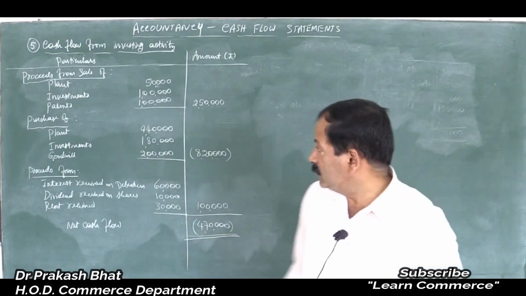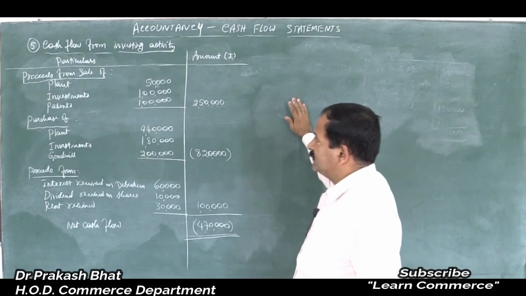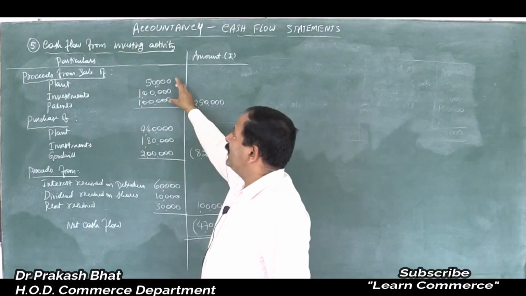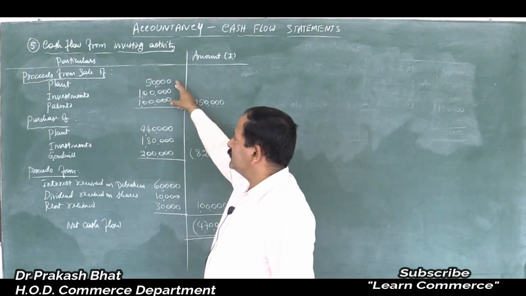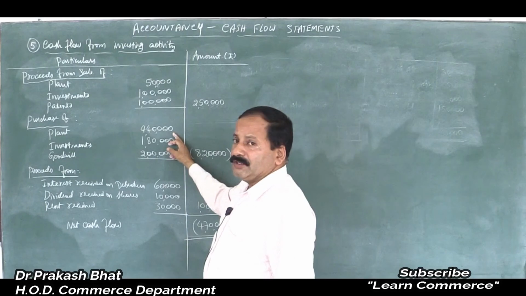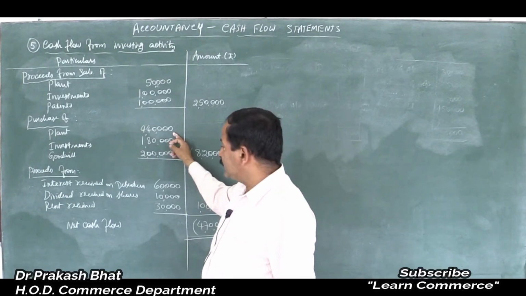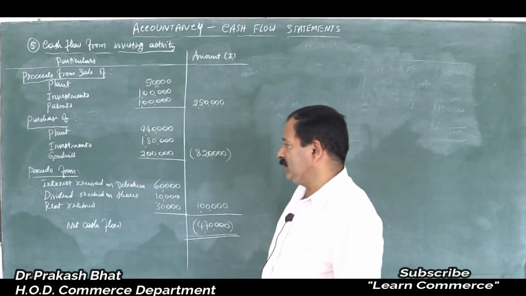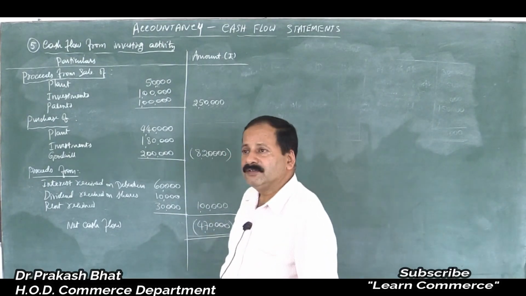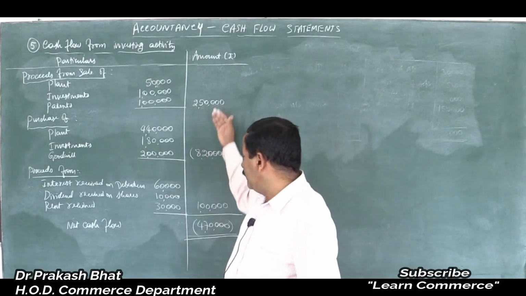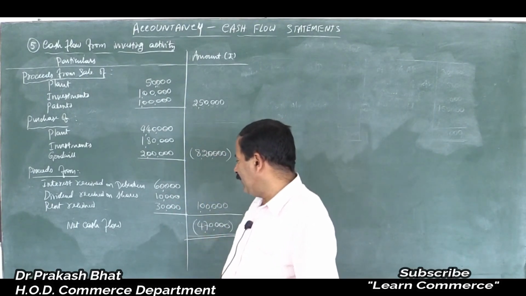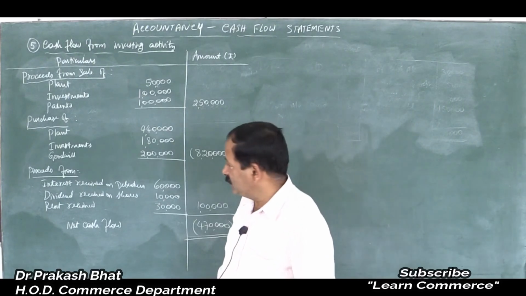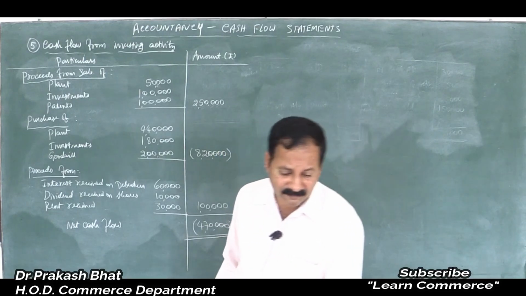This is how you have to calculate. Very simple. See, you took the amount received by selling the assets, then you took the amount paid for buying the assets, then the other part, that is dividend, rent and interest, those things you have taken, and ultimately you have compared. Ultimately we have negative cash flow of 4,70,000. So this is how you have to solve a problem.